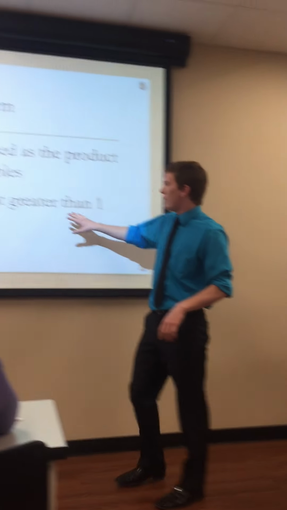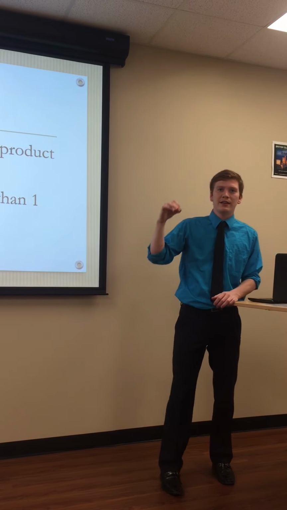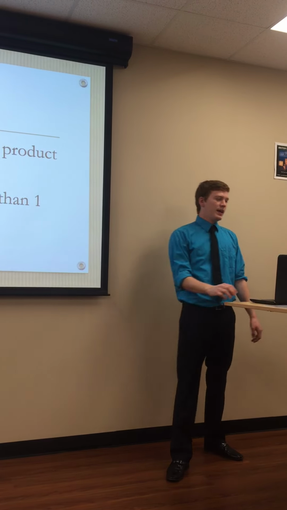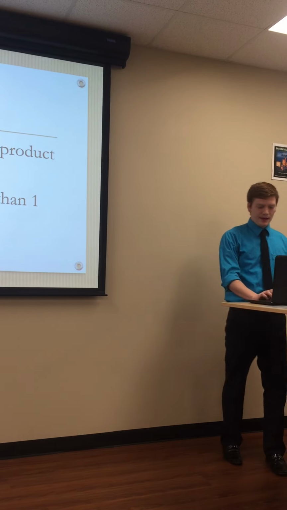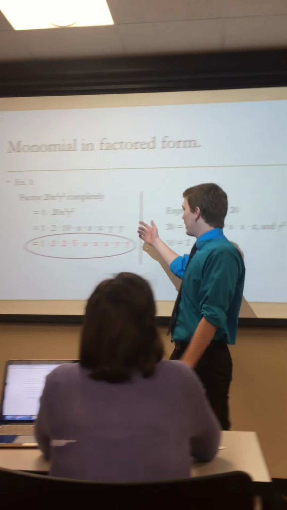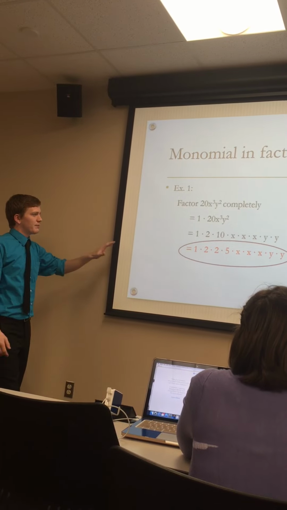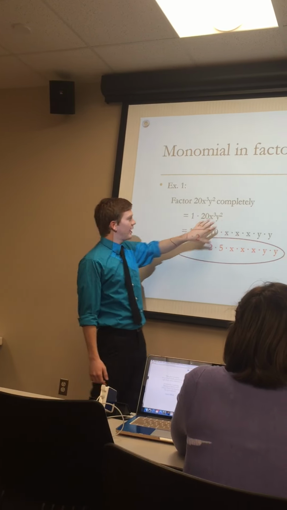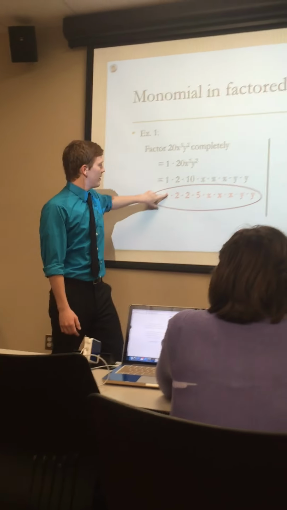And then remember, if we have an a, b, c, it can't have an exponent, or be raised to a power more than 1. So we can't have x squared or y cubed. We can't have anything like that. It's got to be x, x. Okay? So here's an example. We have 20x cubed y squared. We want to factor this completely. And when I say factor completely, it means I want the 1. So I want to see a 1 here.